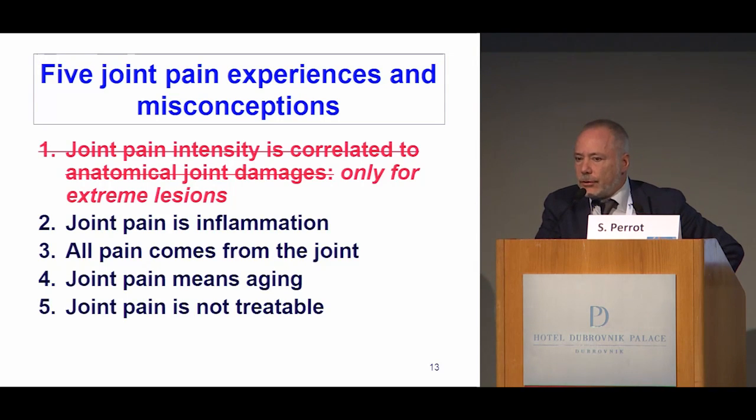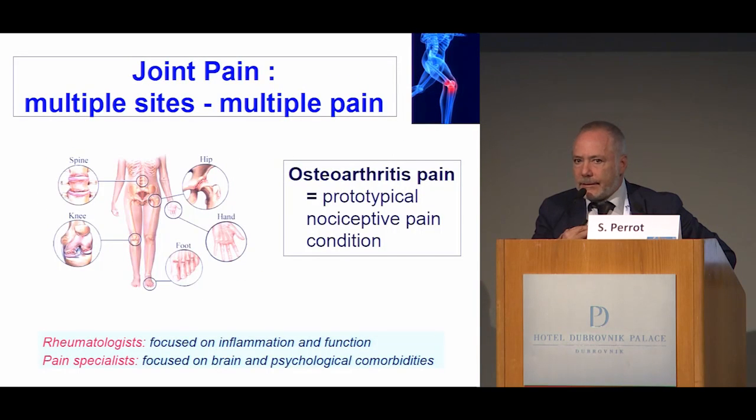The second point is joint pain is inflammation, and as a rheumatologist, I may say that it's the main pathophysiological mechanism that we know, but in fact, when you ask the patient to describe their pain, you will see that it's very different from one joint to another. From pain in a hand, where there are many times burning sensation, pain in a knee or pain in a hip, it's probably very different, and nociception and inflammation probably are not the same in these different joints.